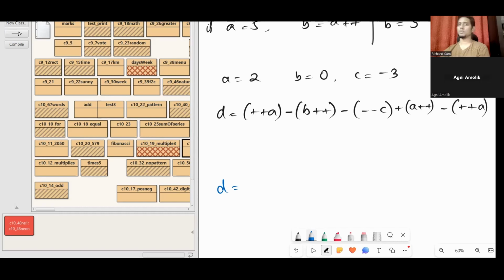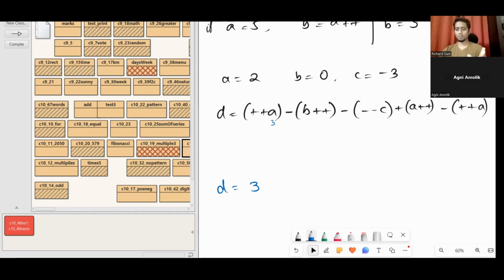So I'll solve it now. Watch carefully, I will do it. So D is equal to, first is plus plus A. So A's value is how much? 2. So A becomes 3 first, and then we are using it here. So you have to write it 2 times. You're writing what it becomes and what we're using.